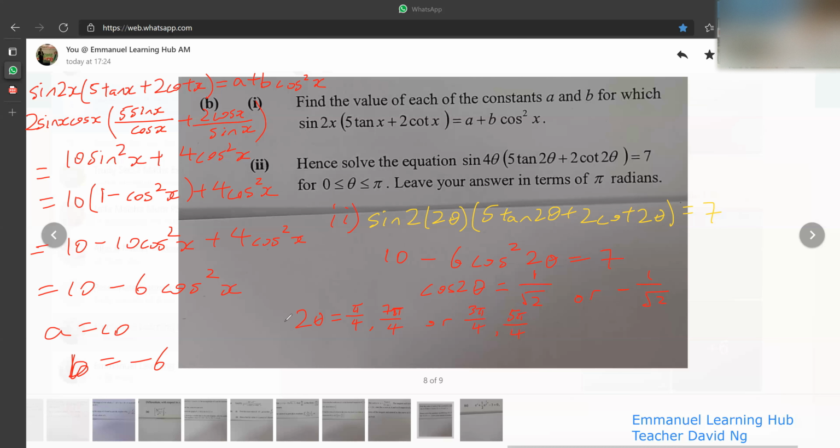Sure, I get the answer. You got the answer? Yeah. What do you get for theta? Pi over 8, 7 pi over 8, 3 pi over 8 and 5 pi over 8. Correct. Okay, let's move on already.